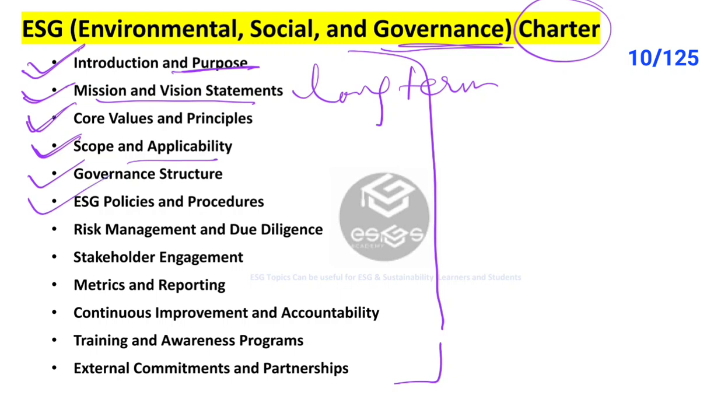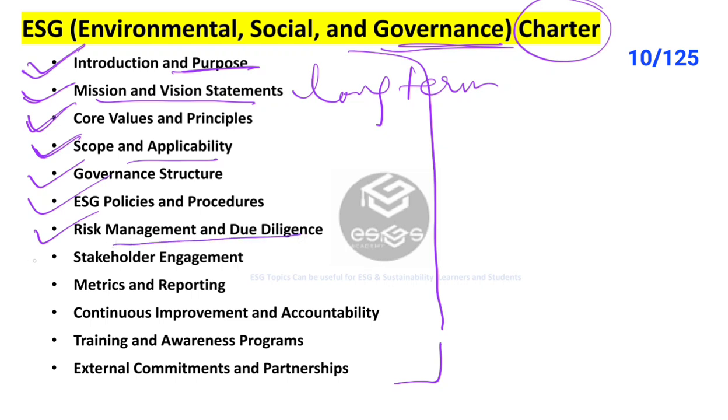And the next is about ESG policies and procedures, which outlines the specific policies, procedures and guidelines governing environmental management, social impact, corporate governance within the organization. Next is risk management and due diligence. This section identifies and assesses environmental, social and governance risks and opportunities associated with the organization's business functions, operations, activities, supply chain and business activities, and establishes processes for managing and mitigating these risks.